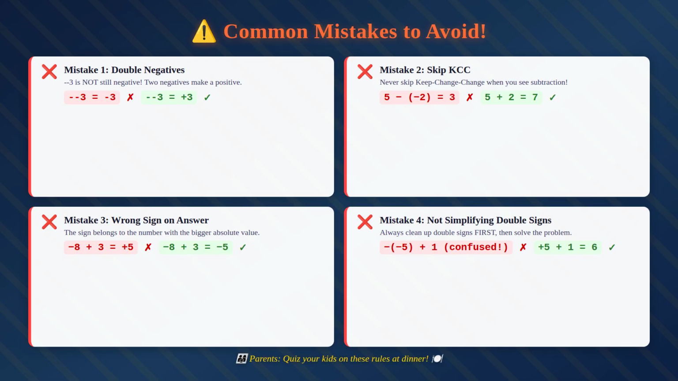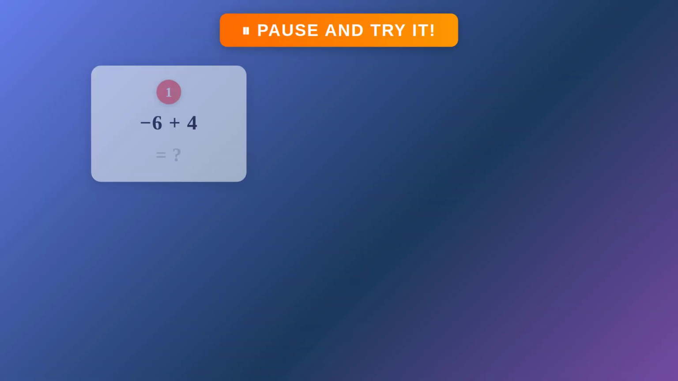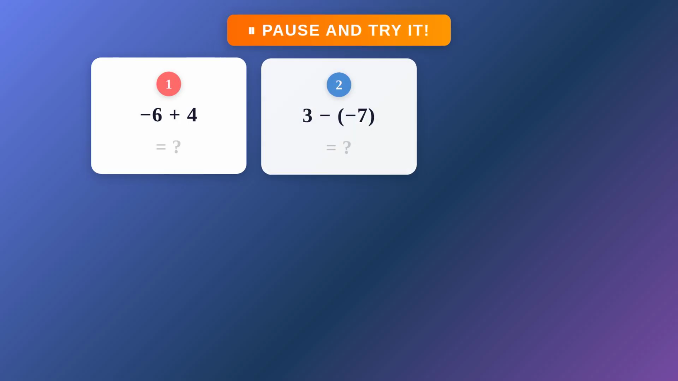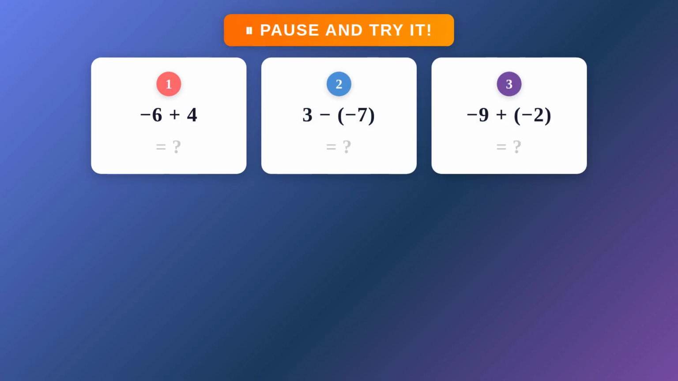Mistake 3. Giving the answer the wrong sign. Remember, the sign goes with the number that has the bigger absolute value. And mistake 4. Not simplifying double signs before starting. Clean up those signs first, then solve. Parents, these are great rules to quiz your kids on at dinner.